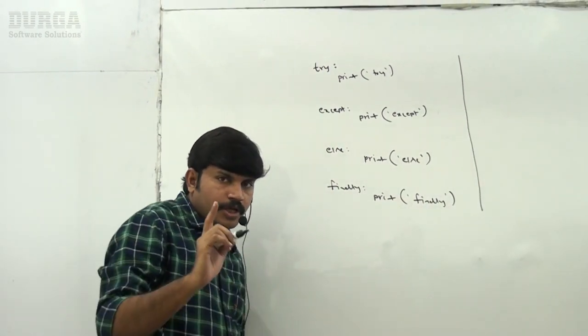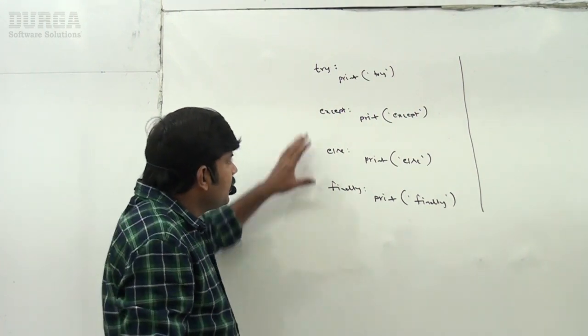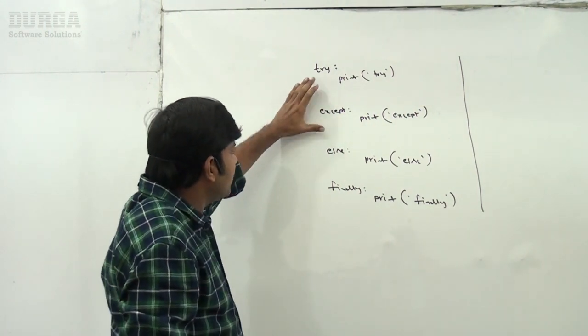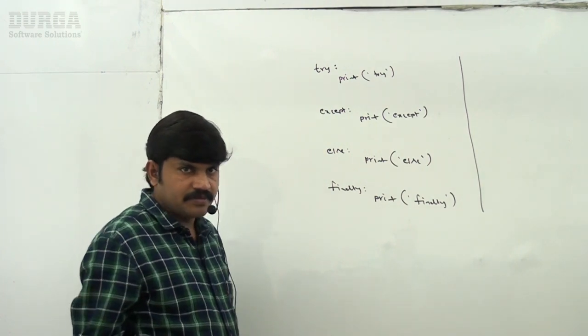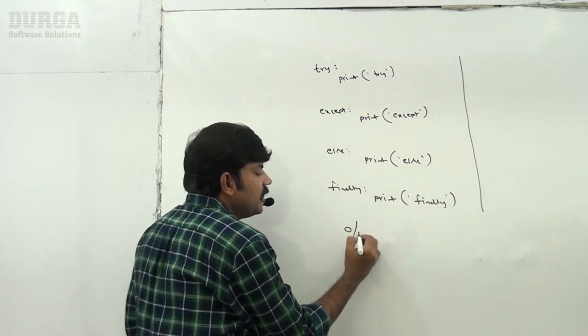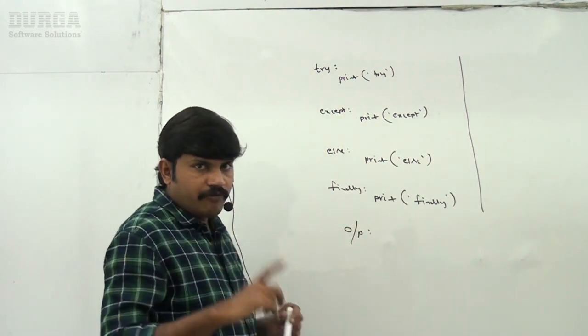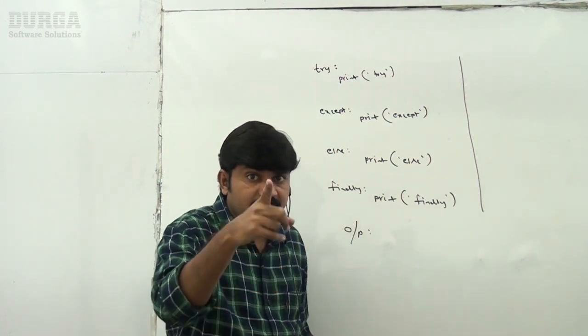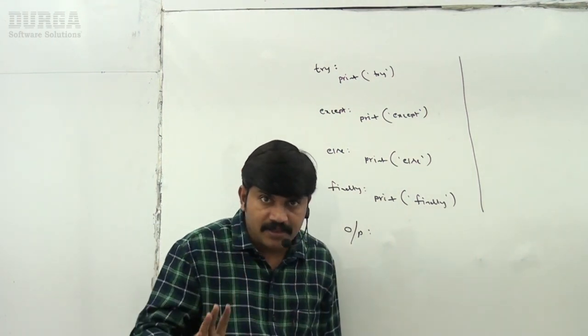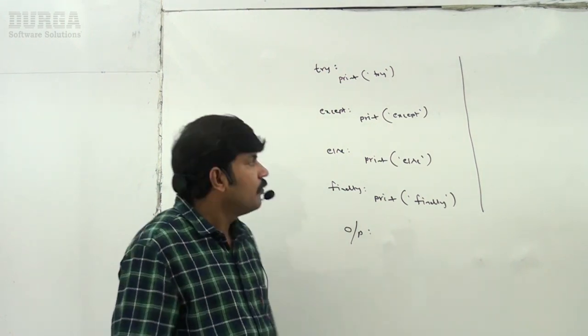That's all. Can you please confirm what output we are going to get if I execute this code? Yes, friends, what is the output, sir? Please guess. You know when else is going to execute. If there is no exception inside a try, then only else will be executed. Can you please confirm the answer?